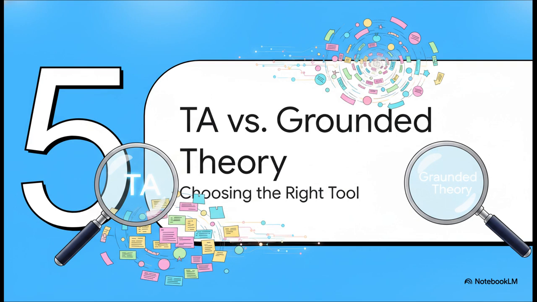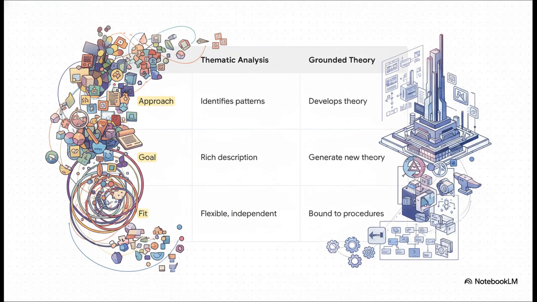All right, now that we've got a good handle on TA, let's zoom out a bit. How does it stack up against another popular method you've probably heard of, grounded theory? So this table breaks it down really nicely. Thematic analysis, as we've seen, is all about finding and reporting patterns to give a rich interpretation of your data. Grounded theory, on the other hand, has a much more specific goal: to build a brand new theory from the ground up that's grounded in the data. So TA is theoretically flexible, while grounded theory is really tied to its own set of procedures for that theory building process.